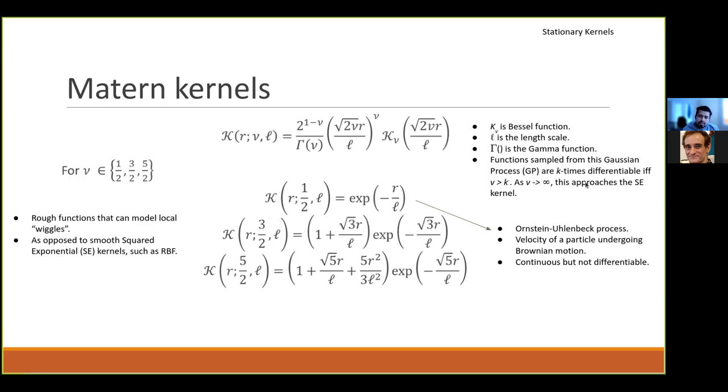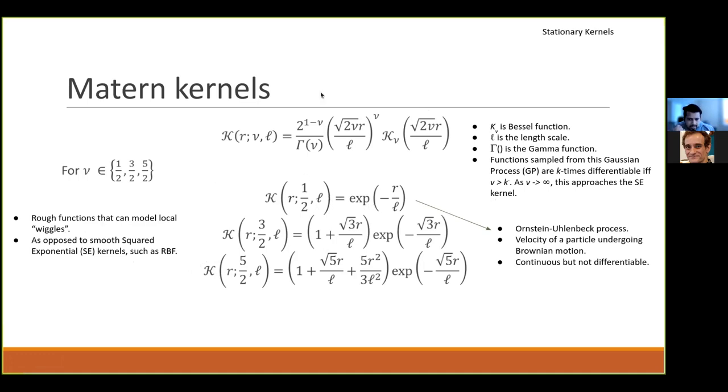So suppose k is two. If we take double differentiation, then the function might still be smooth. But if we take another differentiation, then the function might not be smooth. In those situations, we can represent it by this Matern kernel. So that's what it is. Rough functions can be modeled by local wiggles, as opposed to the SE kernel, which is smooth no matter how many differentiations we take.